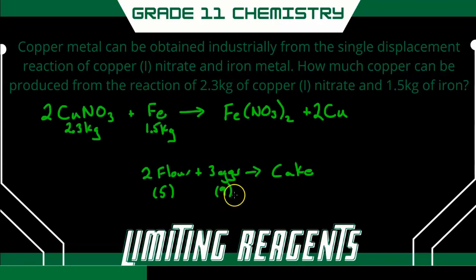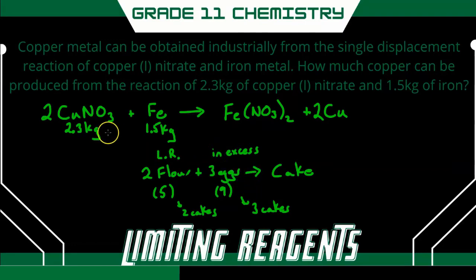Well, I have enough eggs to make 3 cakes. But I only have enough flour to make 2 cakes. So what this means is we could only actually make 2 cakes. Flour is our limiting reagent. It is the one that is going to determine how many cakes we can make. And our eggs, we say, are in excess. So we have more than enough eggs than what we would need to make 2 cakes.